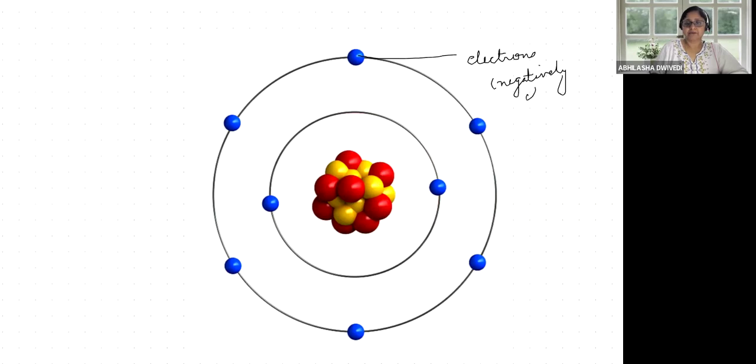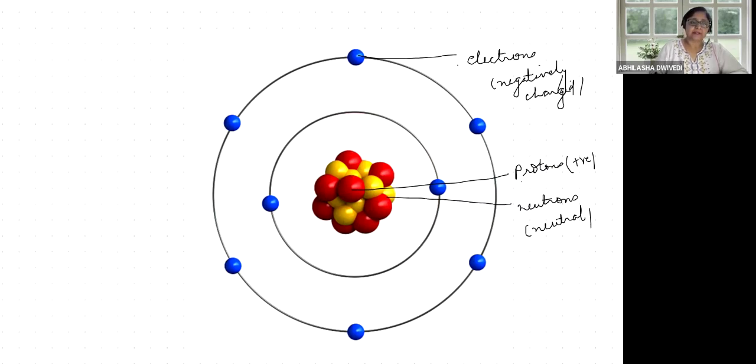And you have these positively charged protons, right, protons here, and the yellow ones are neutrons. So neutrons will have neutral charge and protons will have positive charge. Now, the interesting thing is that the number of electrons and protons will always be the same in an atom. All right, so the number of electrons will always be the same as the number of protons.